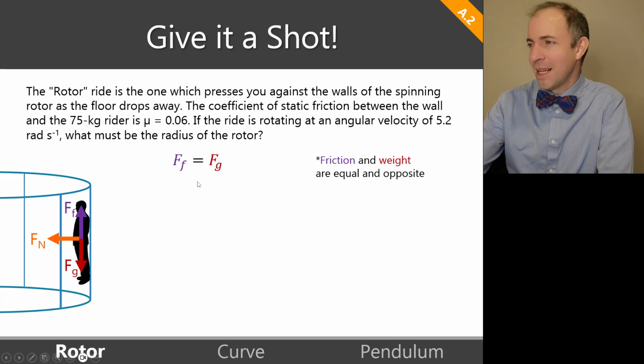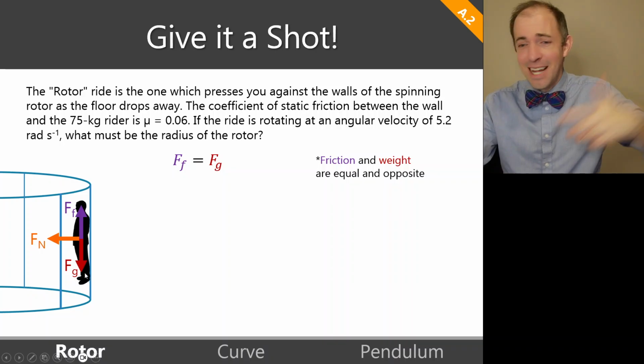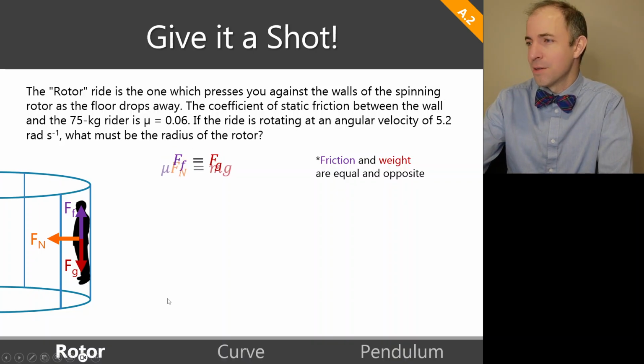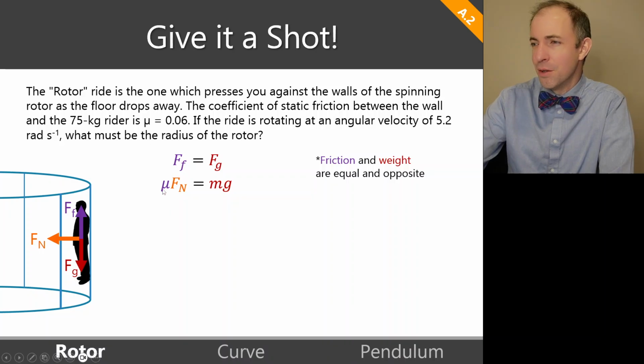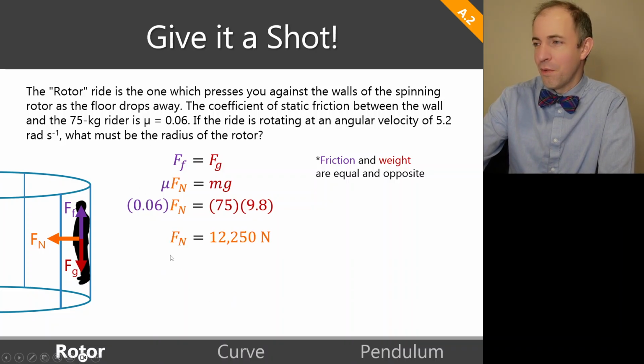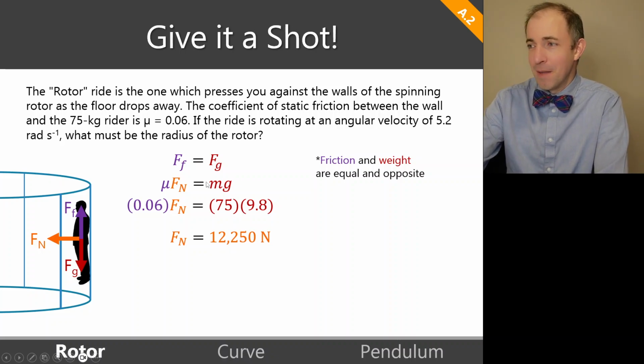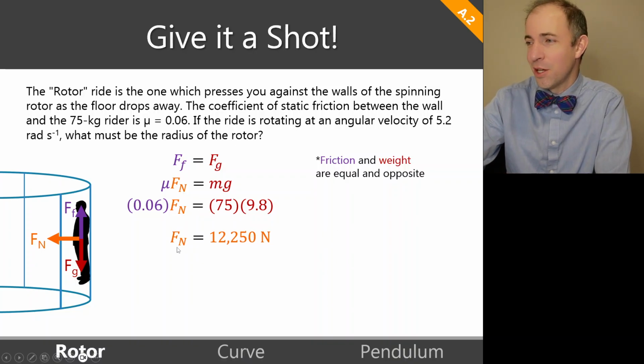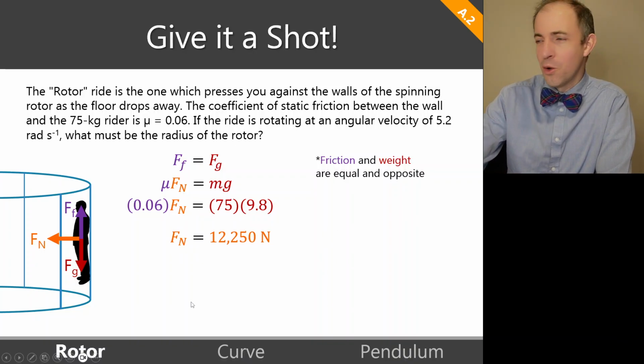Let's first start by listing what we know for sure. We know that Ff and Fg are equal and opposite. This person is not accelerating up, not accelerating down. Those forces should cancel each other out, which means we know what those are going to be. Mu times Fn is the force of friction. Mass times gravity is the force of gravity. And I can plug those in to figure out what the normal force is going to be. Normal force in this case is 12,250 newtons. Again, I know certain things are related to each other. The only thing I didn't know was the normal force.